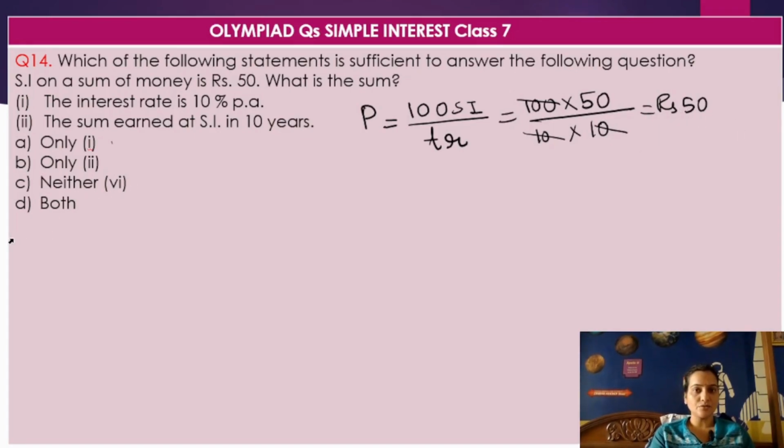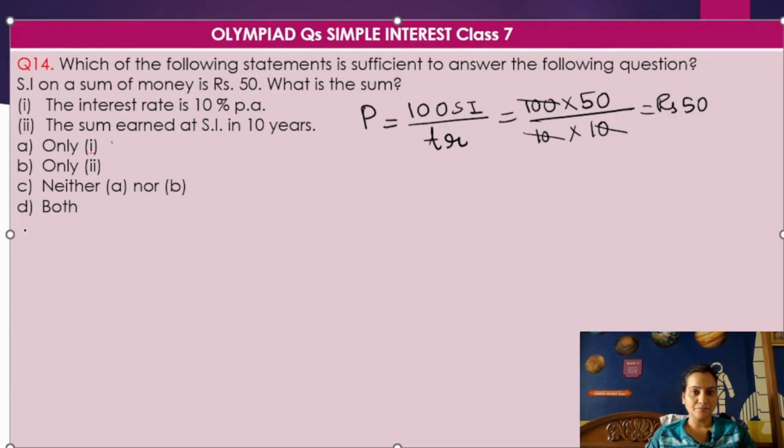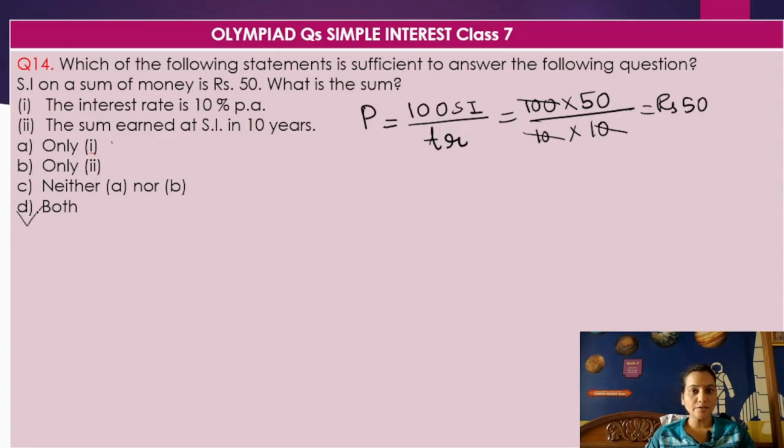Okay, here actually I have missed out writing the correct option. Here it's saying neither A nor B. So both of them are not required. So we found out that both of them, that is interest rate and time period, both are required. So option C is also not correct. We need both. So option D is the correct answer. Option D is the correct answer. It gives us that both interest rate as well as time period are required.